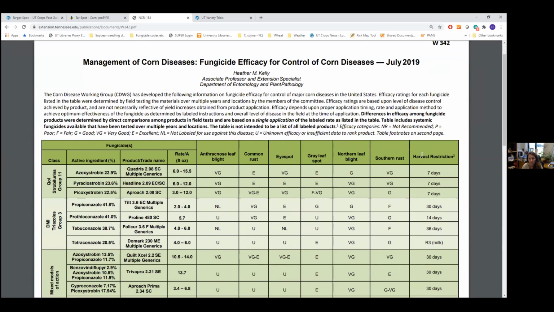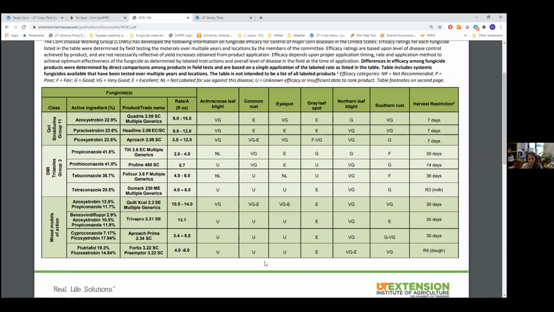It lists the different diseases. So once you know, okay, my hybrid is weak in southern rust and gray leaf spot, what are my options going out with for different fungicides? And so then you have your fungicides listed down the left-hand side, and they're grouped by their class or fungicide group. So you have your QOIs, or what's called your strobilurin products, your solo DMIs, your triazole products, and then you have your mixed modes of action.